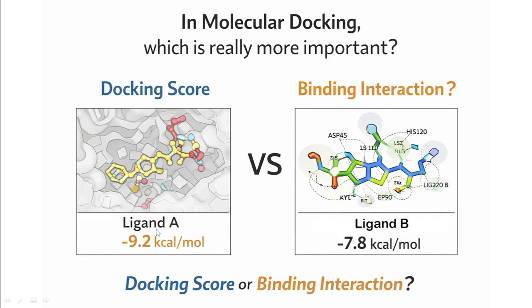For example, imagine that we have docked two ligands with the same protein. Ligand A shows a docking score of minus 9.2 and ligand B shows a docking score of minus 7.8. So based on this docking score alone, we would normally select ligand A because it appears to bind more strongly to the protein. But does strong binding mean the ligand will inhibit the activity of that protein? No. Even if it binds more strongly, it may not be a good inhibitor.